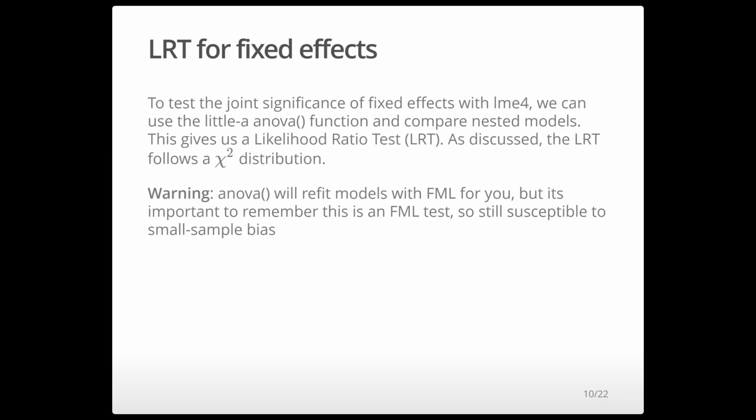We do this with the little anova function, where we can compare two nested models, one a restricted version with fewer parameters compared to a full version. And when you do this, as mentioned before, we need to use full maximum likelihood rather than restricted maximum likelihood. Otherwise, the likelihood ratio estimate will not be correct. The anova function will do this for you, but it's still important to remember that this is a full maximum likelihood model test, and so it's also susceptible to small sample bias.